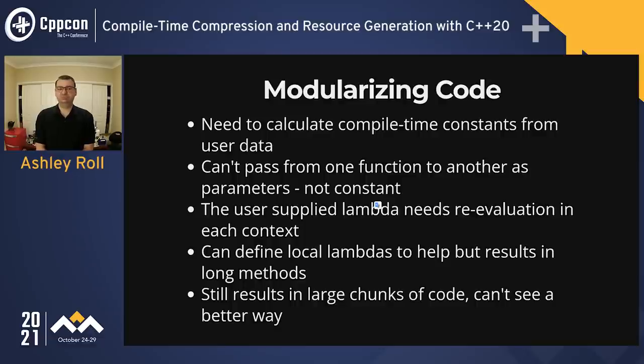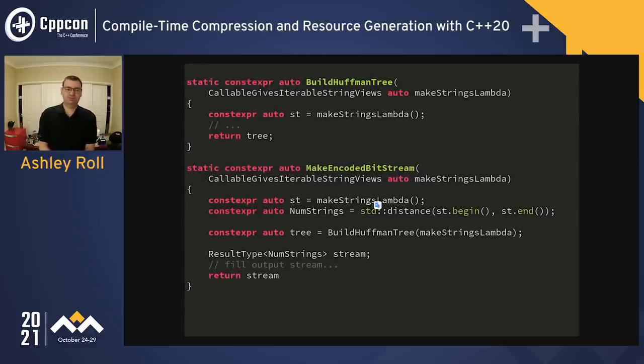So as an example, this is sort of pieces of my implementation here. Making coded bitstream takes our strings and generates the bitstream. But to do that, it needs the Huffman tree. So what we're doing here is we'll note that we have to get the lambda and evaluate it in both contexts in order to build this abstraction where we generate the tree separately from doing it inline in this function, which would end up in quite large functions.